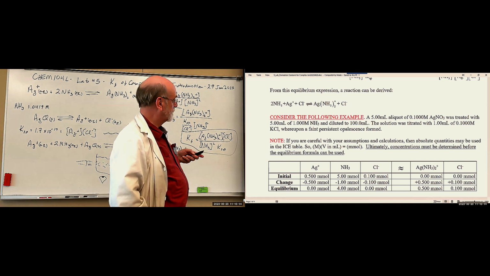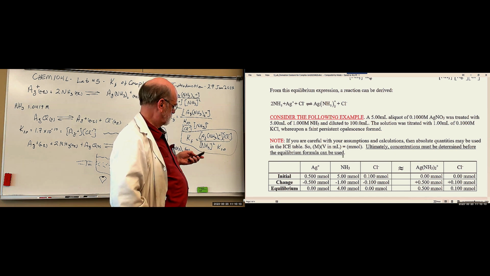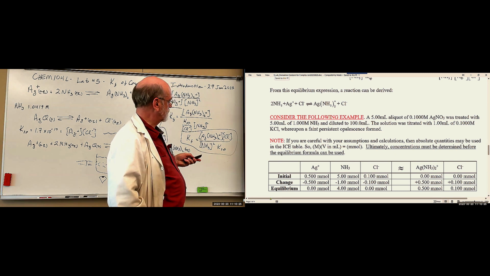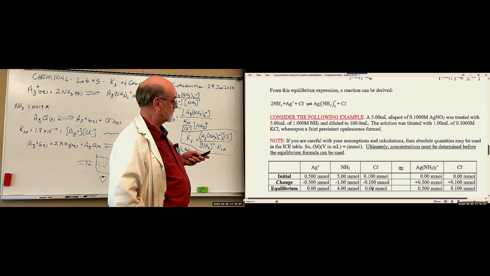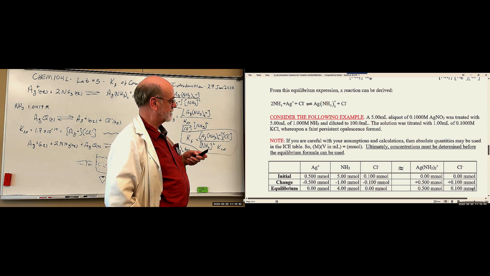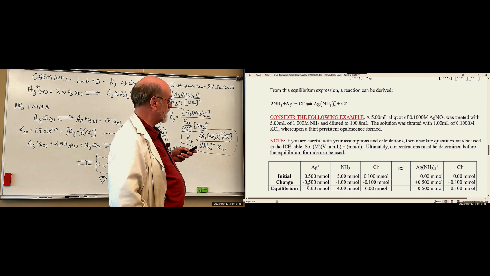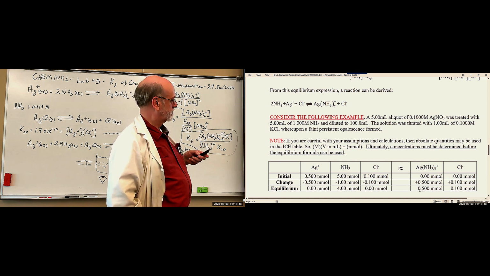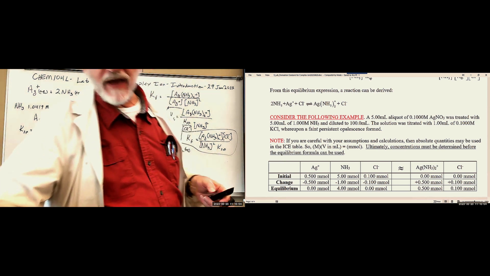And you have left, let's see here. Now you have 4 millimoles of ammonia left, and no chloride because the chloride's reacted. So now the chloride's on the product side from here. And we have 0.5 millimole of the complex. Okay, so this is the equilibrium absolute amounts of everything in solution.